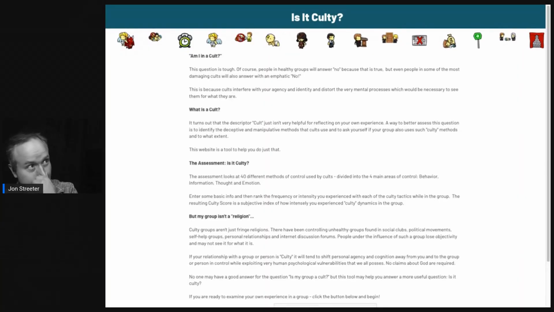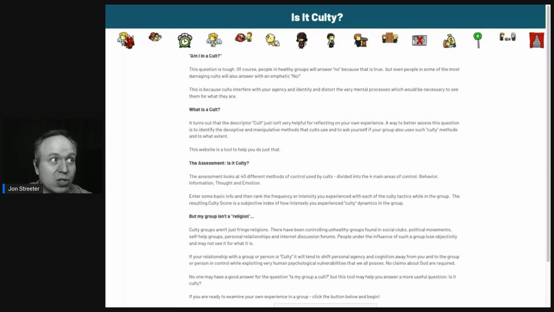So, is it culty? Am I in a cult? The question is tough. Of course, people in healthy groups will answer no, because that's true. But even people in some of the most damaging cults will also answer with an emphatic no. This is because cults interfere with your agency and identity, and they distort the very mental processes which would be necessary to see them for what they are.